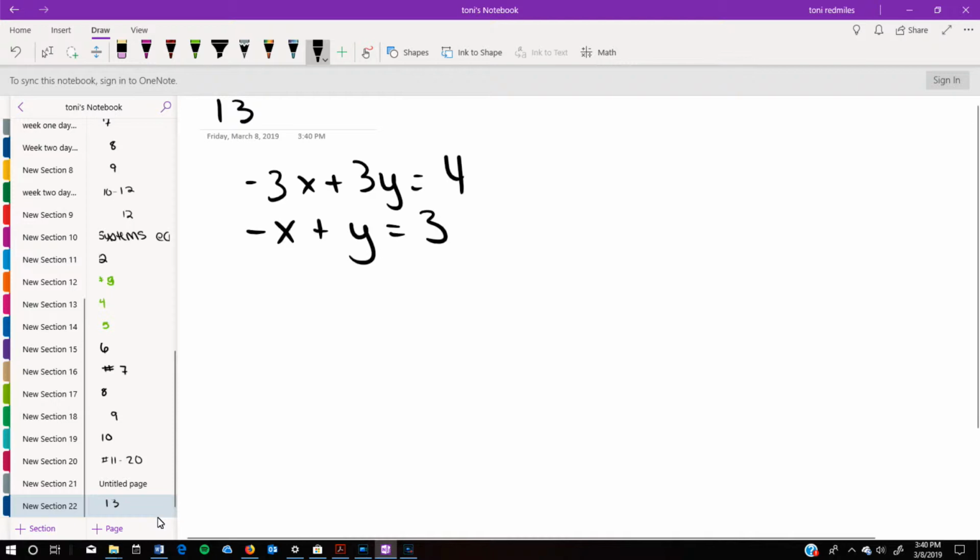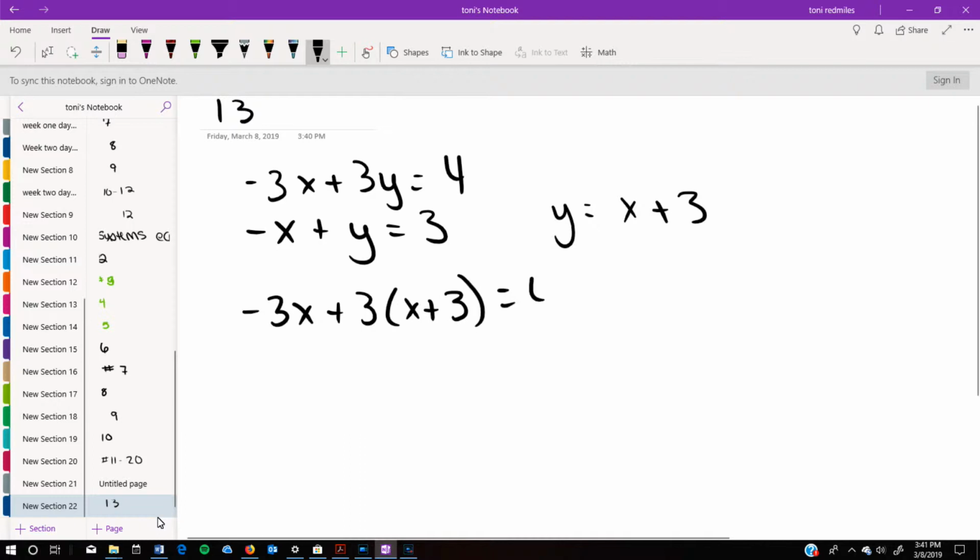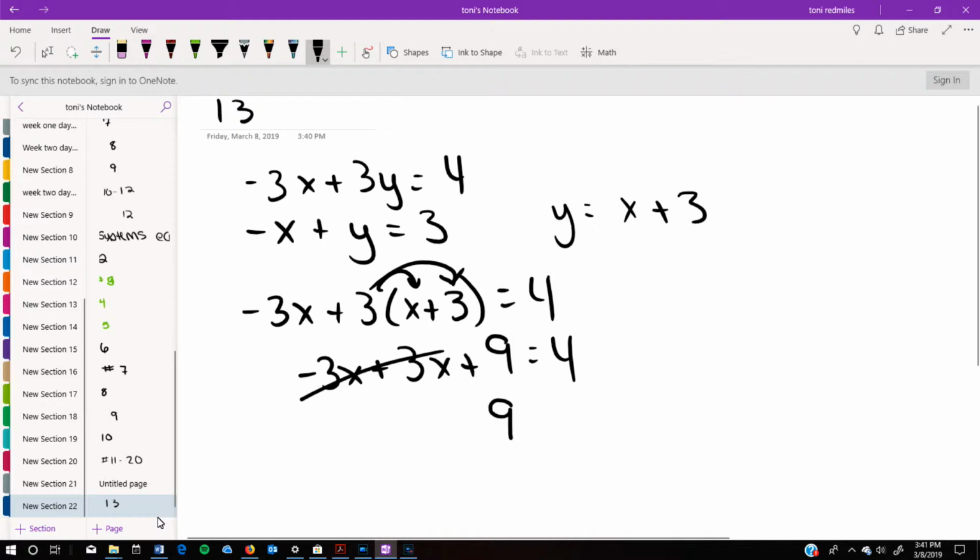All right, so the second one is the one I'm going to put in terms of y. So everywhere I see a y in the first equation, I can put x plus 3. I'm going to distribute out. All right, negative 3x plus 3x, they're going to cancel out actually, and I'm going to have 9 equals 4. Well, that's not true. 9 does not equal 4.